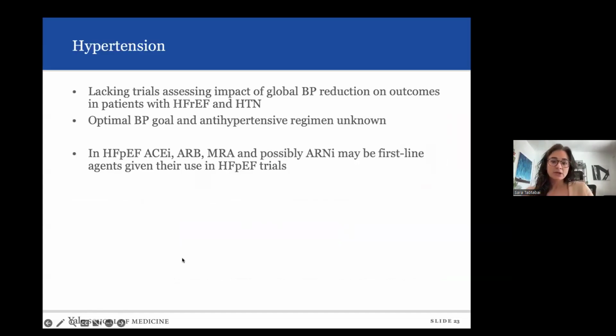Hypertension. So there's not a ton of trials that assess the impact of global blood pressure reduction on outcomes in patients with HFrEF and hypertension. I would say that we don't really know the optimal blood pressure goal and whether or not it's different in patients that have HFrEF or not, and the optimal antihypertensive regimen.